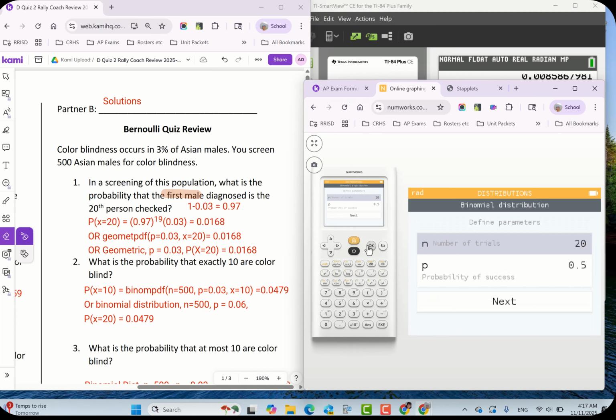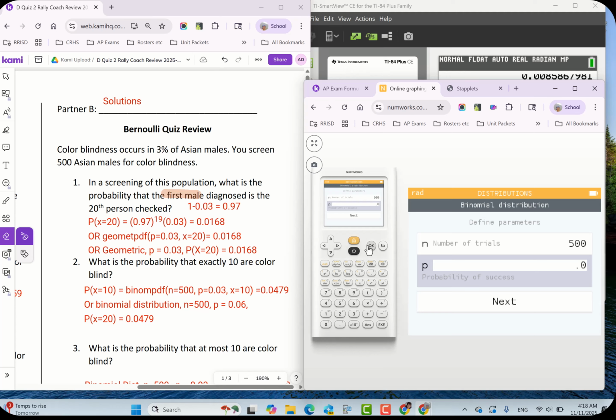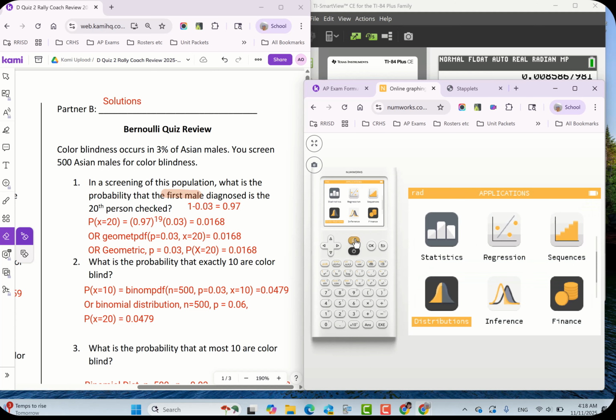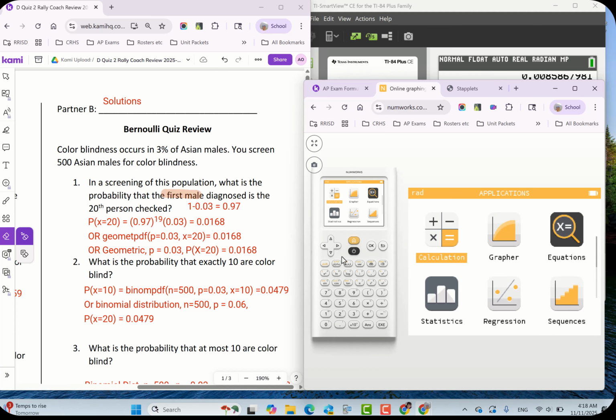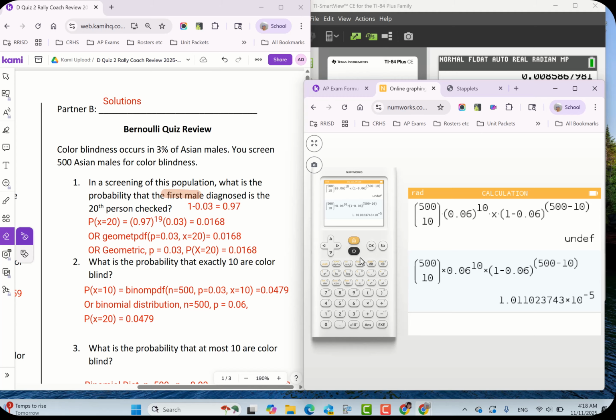Hit OK. Put 500 trials. Point. Oh, I know why. I have 0.06 in there. It's supposed to be 0.03. That's why it didn't work. Let me go back to my calculations. That's why I wasn't getting the number. I have the wrong number.